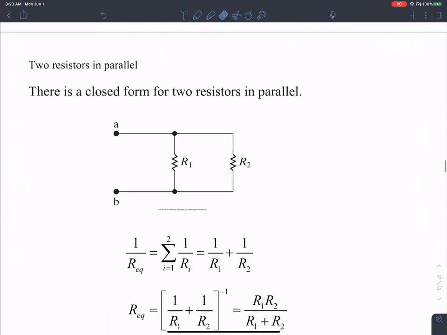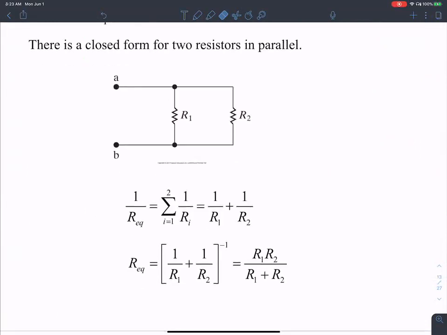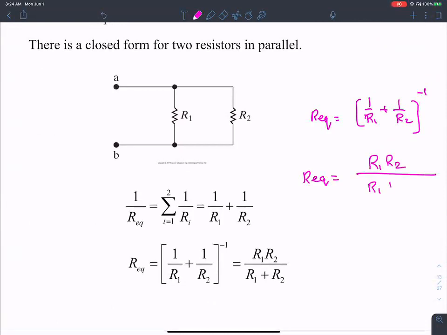If I have two resistors, R1 and R2, then R equivalent can be expressed as 1 over R1 plus 1 over R2, the inverse of all of that, which can be simplified to the product of the resistances over the sum of the resistances. So when I have two resistors in parallel, the equivalent resistance is their product divided by their sum.